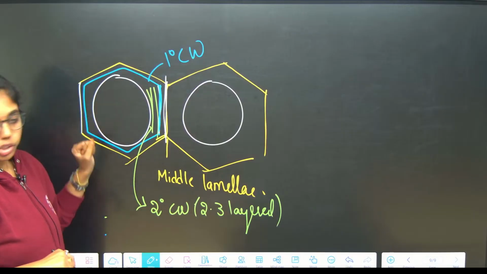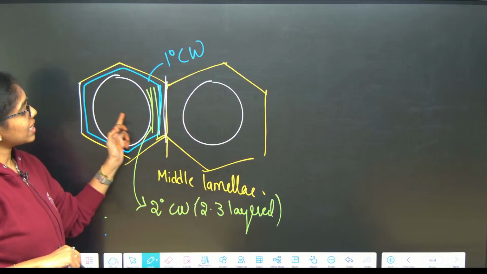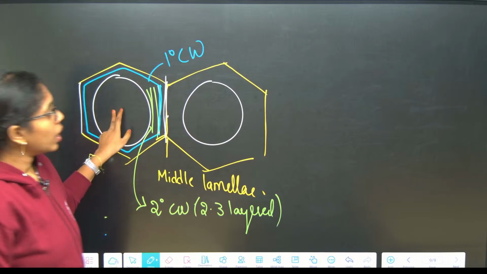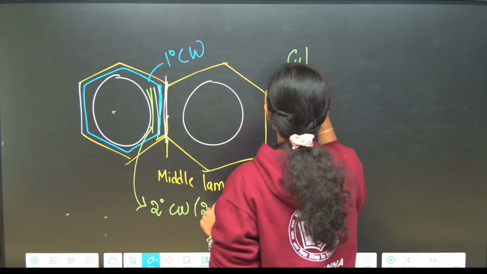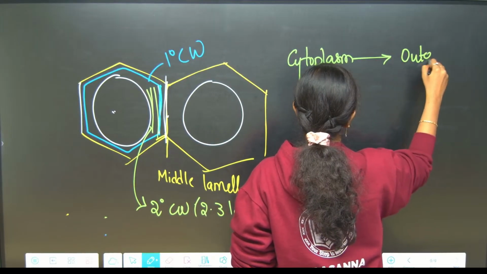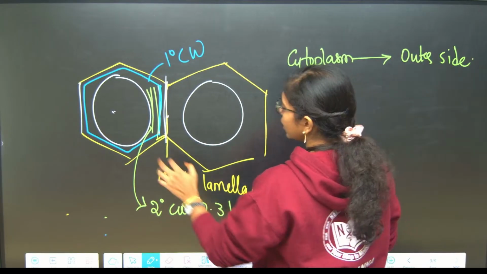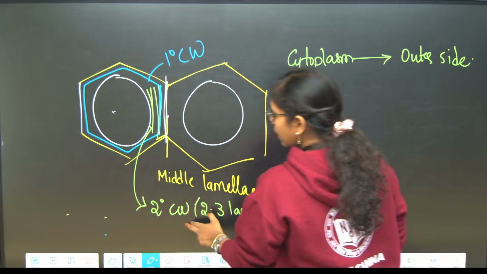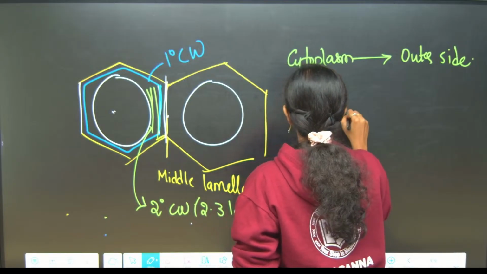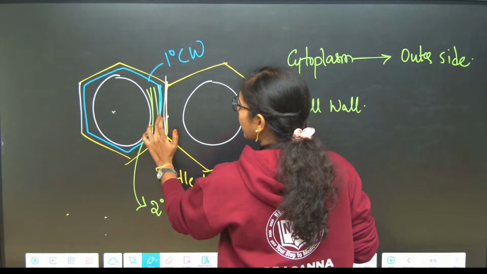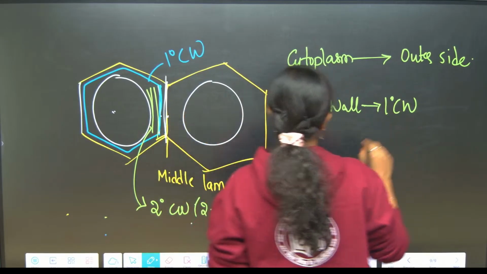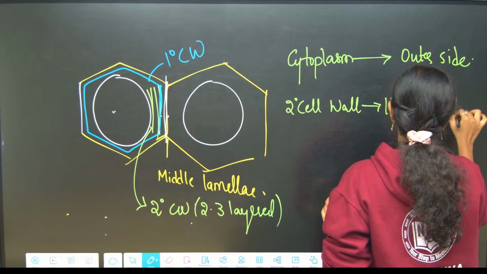So, after the formation of secondary cell wall, if you have to see cell walls from the cytoplasm to the periphery, look, from the cytoplasm to the outer side, if you have to see close to the cytoplasm, which cell wall layer is present? Secondary cell wall. Okay. Next to the secondary cell wall you have primary cell wall. Next to the primary cell wall you have middle lamellae.